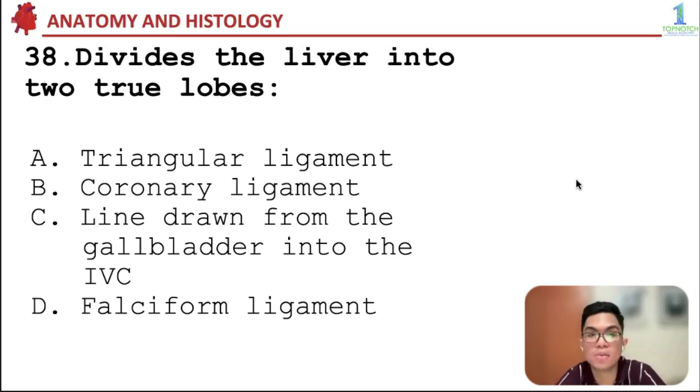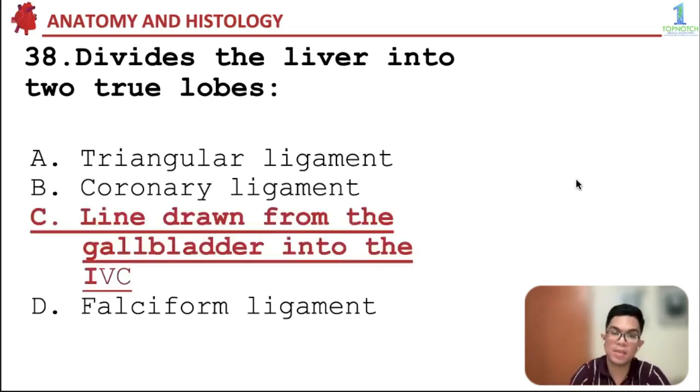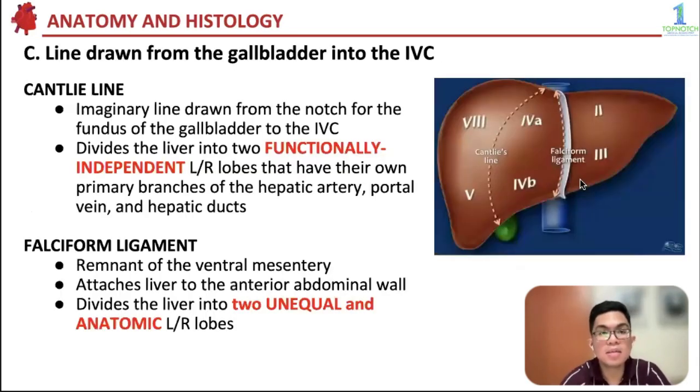Okay, next question. Number 38. What divides the liver into two true lobes? True functional lobes. So the correct answer here is letter C. The line drawn from the gallbladder into the IVC, which is also called Cantlie's line. Okay? So there are two structures that divides the liver, no?